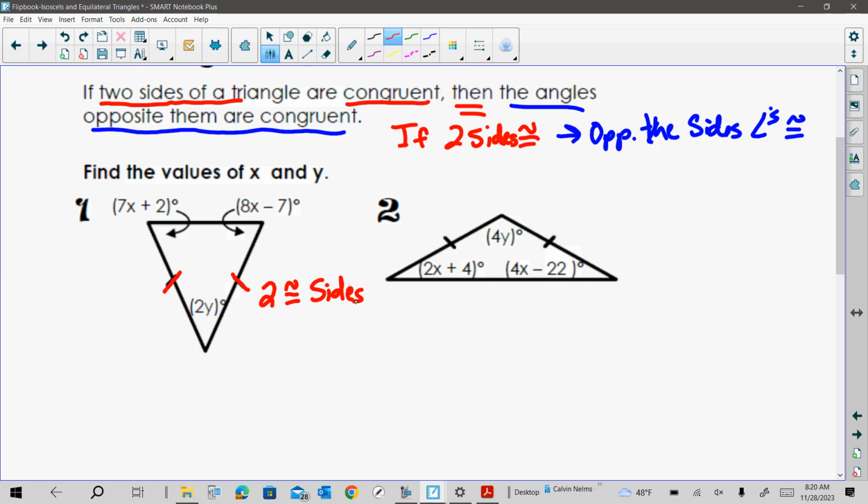So now what they're saying is if I use the theorem, if I look opposite those sides, so if I look just across, I'm just pointing across, that would indicate this angle here is opposite. These angles opposite those two congruent sides are going to be congruent. So because I have those two tick marks, then I can conclude those angles are going to be congruent using the base angle theorem. So that means that my equation would be 7x plus 2 is equal to 8x minus 7.